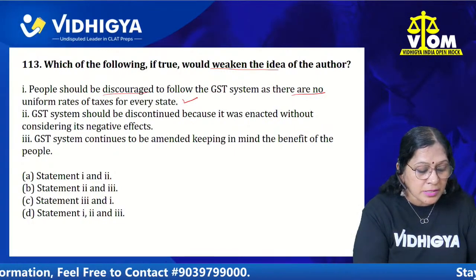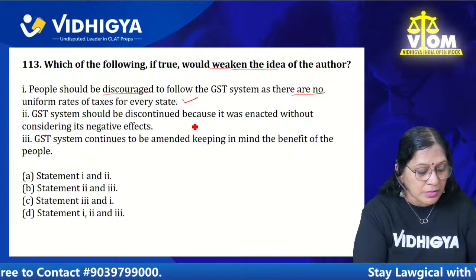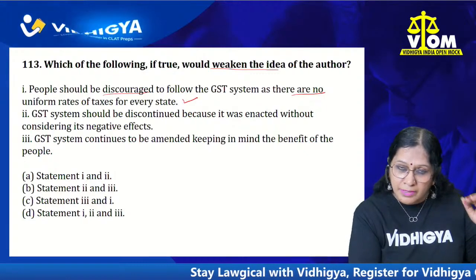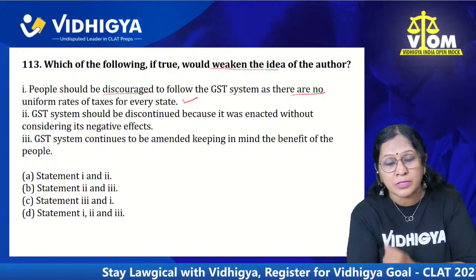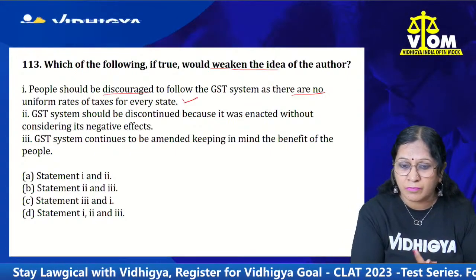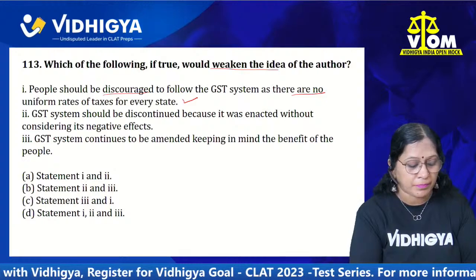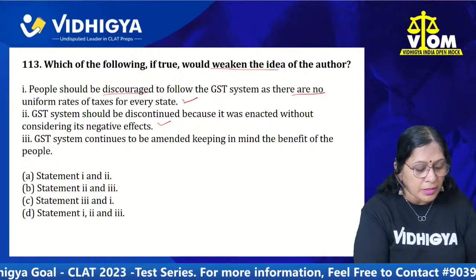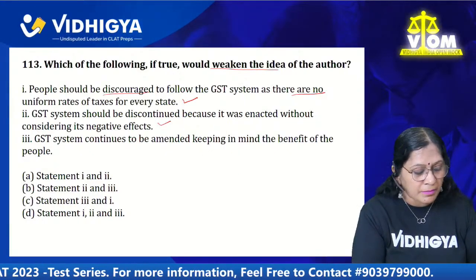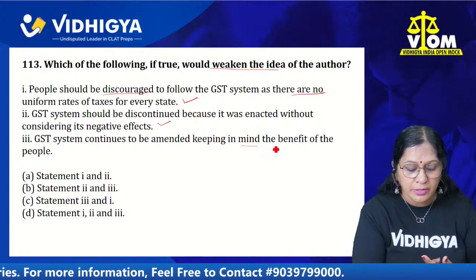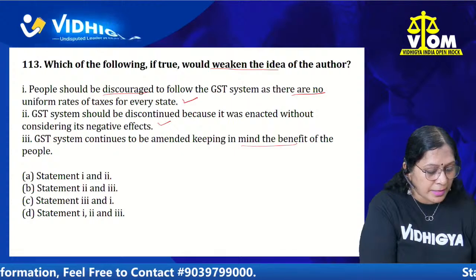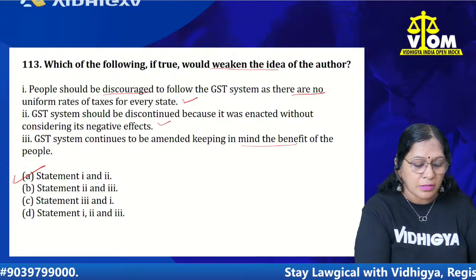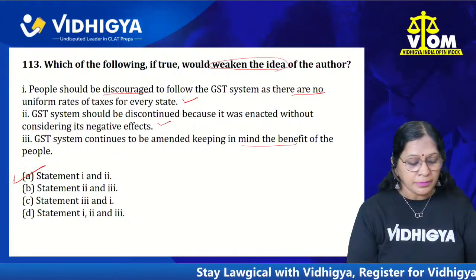GST system should be discontinued because it was enacted without considering its negative effects. But we had read in the very first sentence that the negative effects were there earlier, but they had subsided, and then we got the positives of it. And then the paragraph that followed was talking about all the positives. So if we have this, then this also will be weakening. GST system continues to be amended, keeping in mind the benefit of the people, positive point, so strengthening. So we have 1 and 2 as weakening, and that makes option A the answer, which says statement 1 and statement 2 are the weakening ones. Clear?